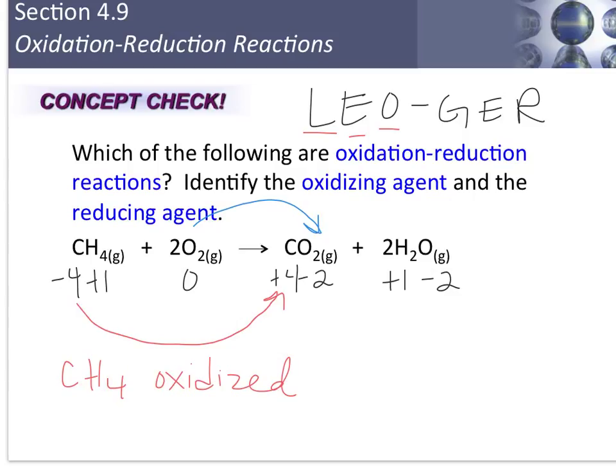Now let's look at what happens to the oxygen. We go from an oxidation state of 0 to -2. So that's a gain of electrons. Gain electrons means reduced.